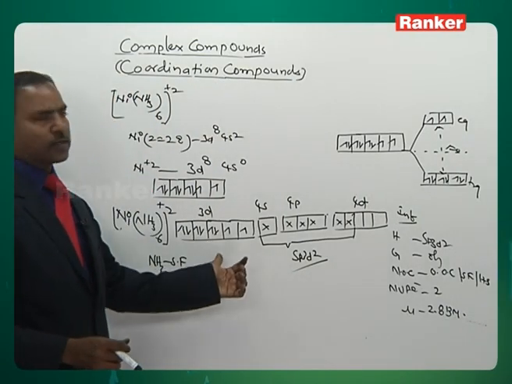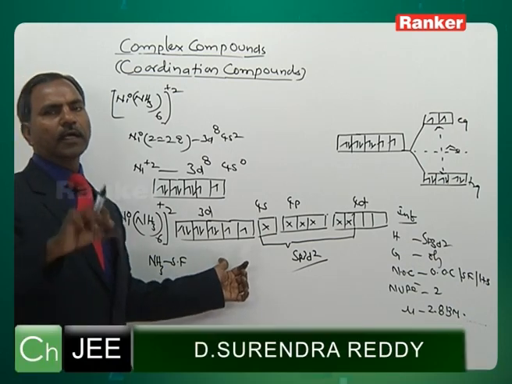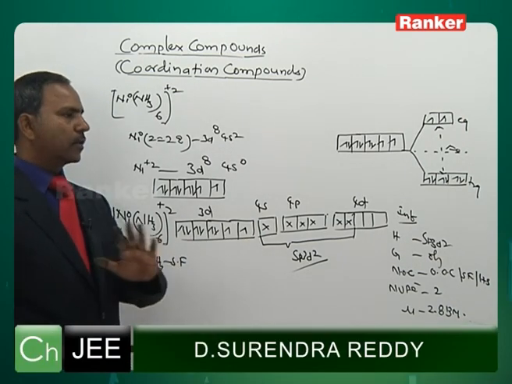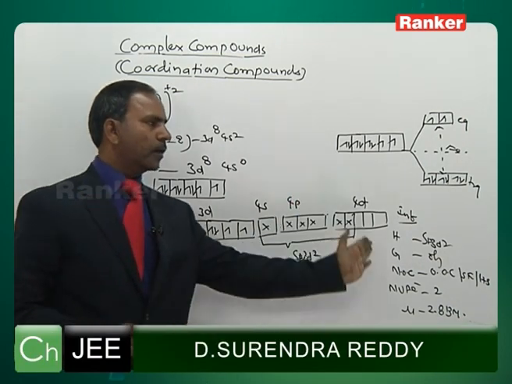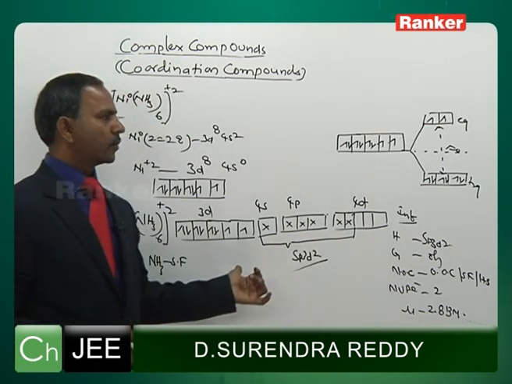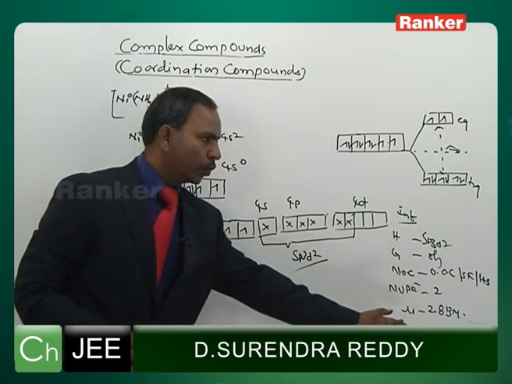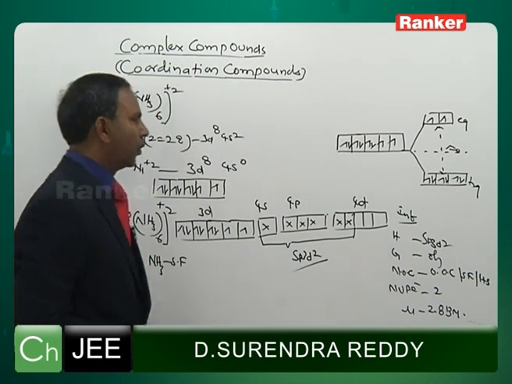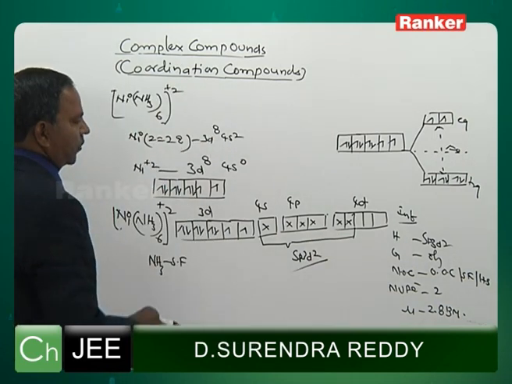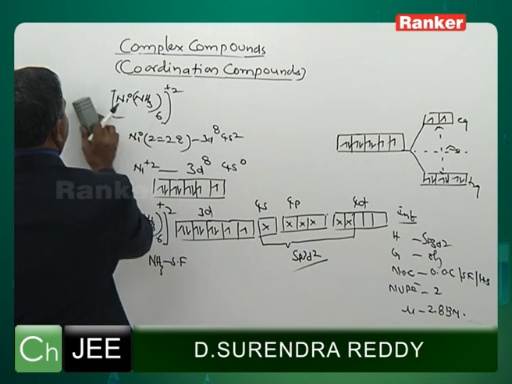Exception: even though it is a strong field ligand, in an octahedral d8 system electrons are not getting paired. An outer orbital complex is formed and 2 unpaired electrons remain. Magnetic moment is 2.8 BM. It's very important to remember this as an exception from the normal arrangement of electrons.